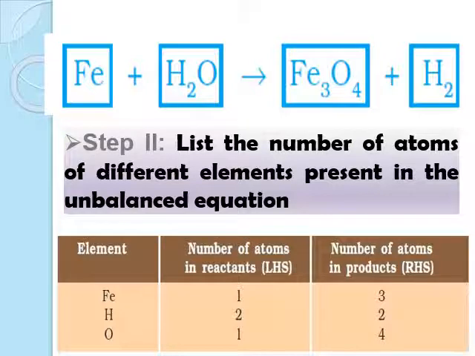In the second step, after boxing the formula of the compound, we have to list the different elements on the left hand side as well as on the right hand side, along with the number of atoms present for each element. For example, iron: on the left hand side it is 1, on the right hand side it is 3. Hydrogen: left hand side 2 and right hand side also 2. And oxygen: left hand side 1 and right hand side 4.